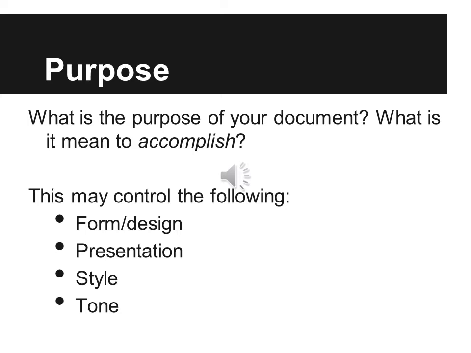Purpose is going to control a lot of different aspects of your document, not limited to, but including form and design, presentation, style, and then again, tone, as with audience. If you are trying to convince someone of something, your tone is different than when you're simply trying to inform. An informational document is usually going to be much more objective, or at least attempt to be more objective, than one that's meant to persuade. So your purpose controls a lot of what you do as well.